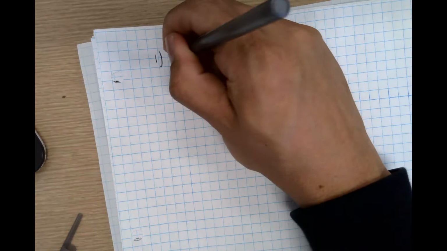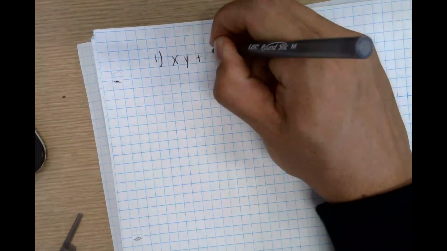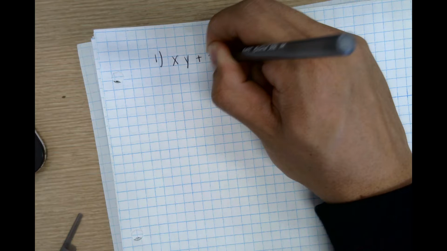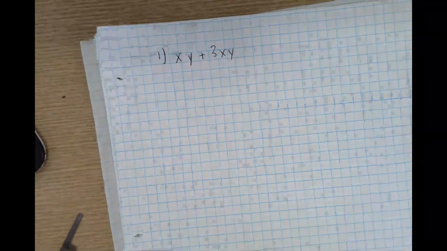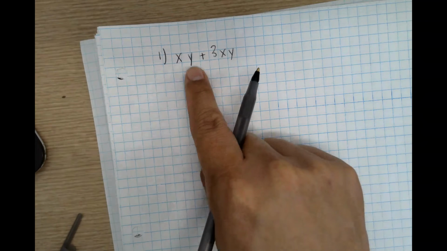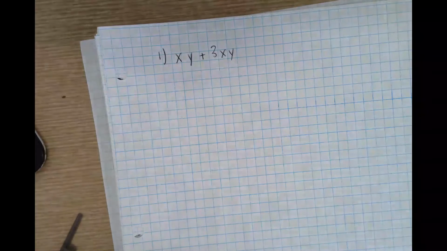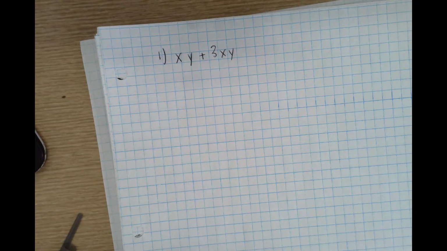Say, for example, we have xy plus 3xy here. The reason why we would call these like terms is because both of these have exactly the same variables with the same exponents.